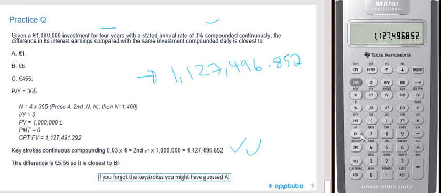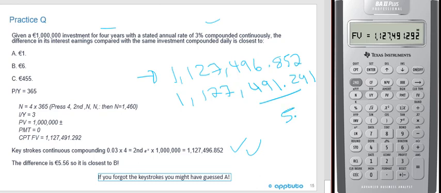Now we need to compare it versus the daily compounding, and that should be so easy for you by now. Second P/Y, just check it's still in the daily mode. So that's going to be €1 million goes out of our pocket, so I'll make that a negative present value. The interest rate is 3%, 3 I/Y, and it's for 4 years, 4, second, and N. No payments, and we're going to compute the future value, and I'm getting 1,127,491.292.